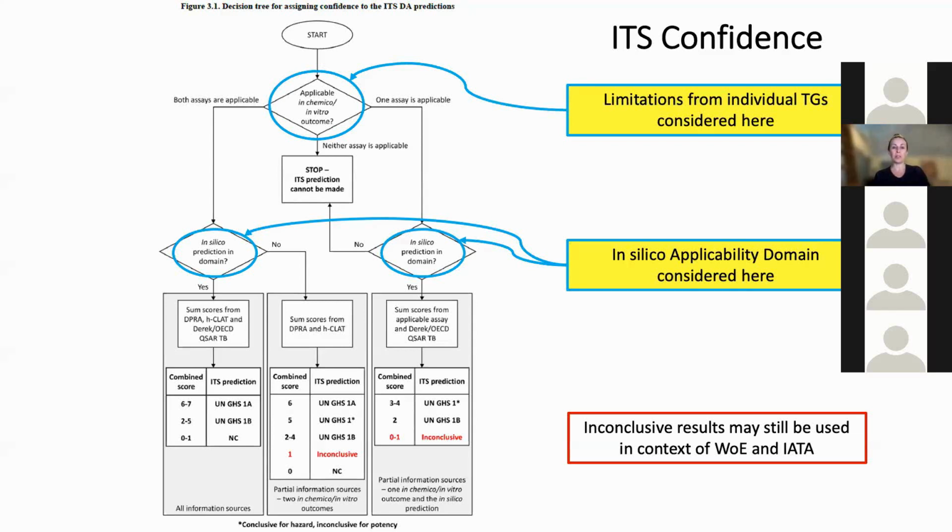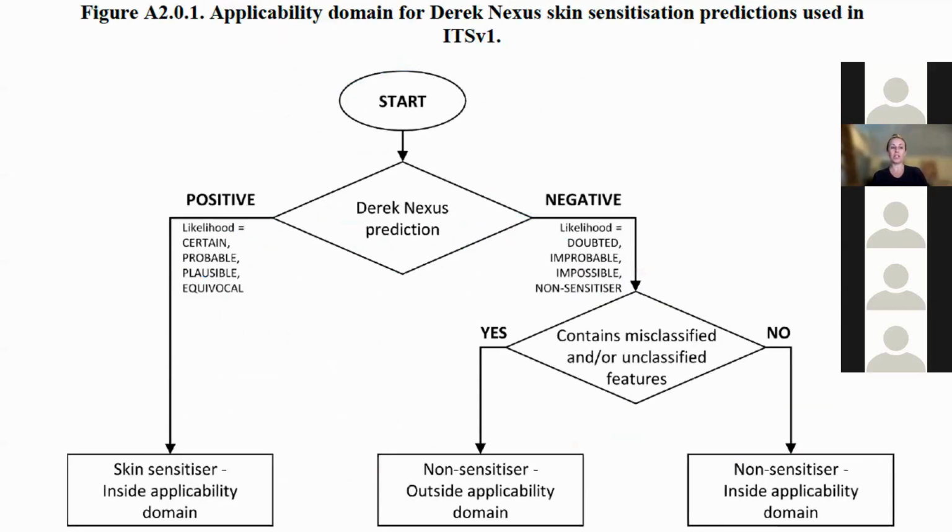So what do the applicability domains look like? These are also included in the Guideline 497. So this is from Annex 2 of the guideline. This Annex 2 includes both the protocol for running Derek Nexus as an in silico prediction model, as well as the definition of the applicability domain. Again, a very straightforward decision tree. All the positive predictions are considered in domain. The negative predictions are considered in or out of domain based on the presence of misclassified or unclassified features.